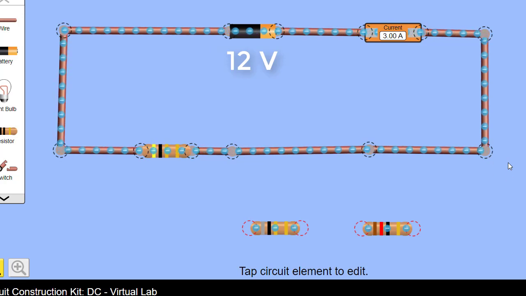Here we have a simple electric circuit. It has a battery of 12 volts and it has a resistor in the circuit which we don't know the value of. Now we can use Ohm's law to determine the value of that resistance, and we'll do that now.